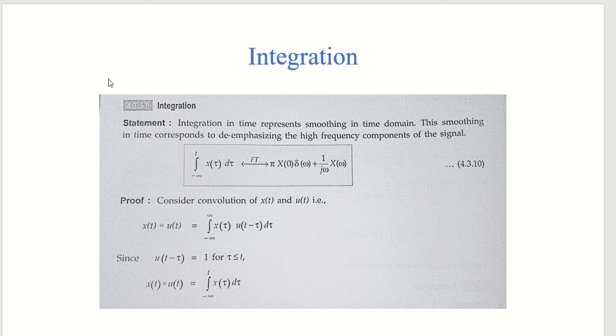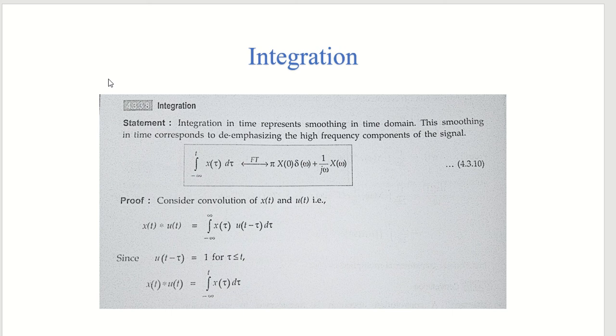Let's see. Mathematically, if you are taking the integration of your signal with respect to d tau, it will be the integral from minus infinity to t of x of tau into d tau. The Fourier transform of this signal will be pi into X of 0 into delta of omega plus 1 by j omega into X of omega. Now, by the way, delta omega is your impulse. We know what an impulse is, right? Now let's try to prove it.